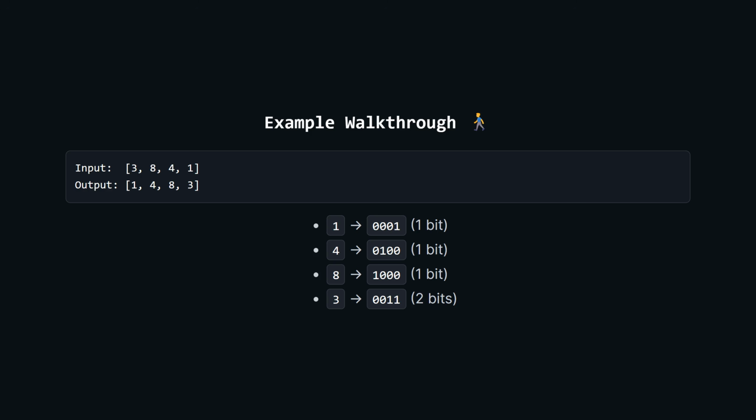We have 3, 8, 4, and 1. First we count their bits. 1, 4, and 8 all tie with exactly 1 bit. So we sort that group normally, resulting in 1, then 4, then 8. Finally, 3 has 2 bits, so it gets pushed to the very end of the list. That gives us our final output.